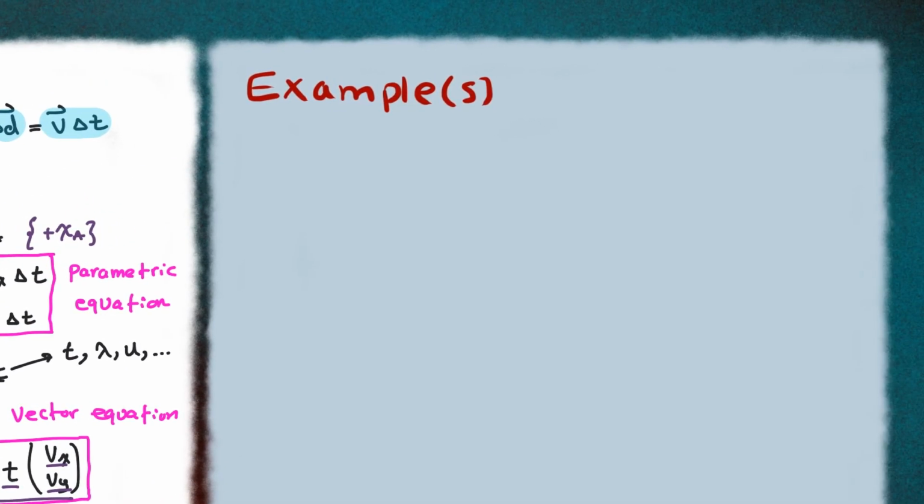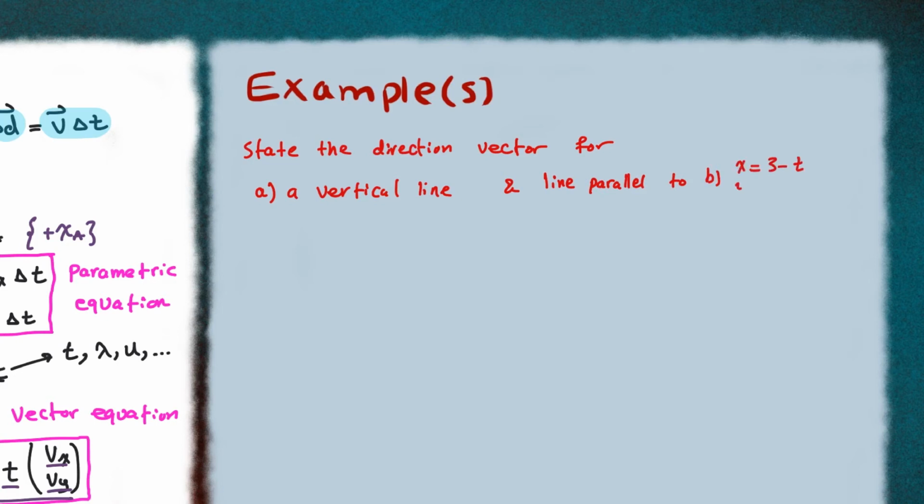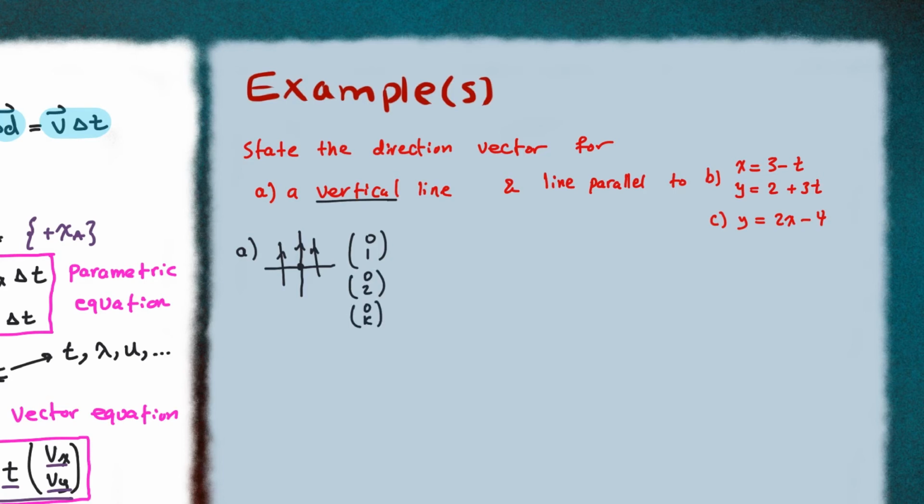For the first question, we want to state the direction vector for a vertical line and for lines that are parallel to these two lines. For the first one, we can draw it out. A vertical line is a line that goes in the y direction, so it doesn't move in the x direction. So in terms of direction, in the x direction it's 0. In the y direction, it could be anything. It could be 1, 2, or any positive values. It can't be negative, because if it's negative, it's going downwards. It does have to be positive, and any of these answers would be correct.